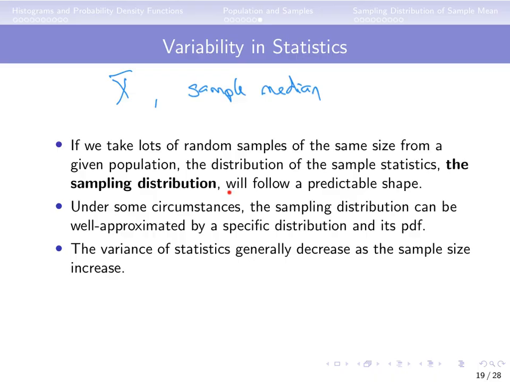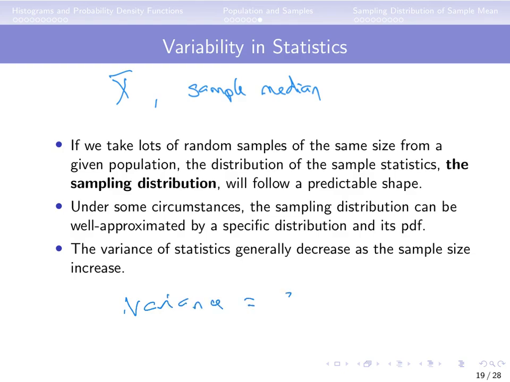The sampling distribution, under some circumstances, can follow a predictable shape or predictable distribution. So under some circumstances, the sampling distribution can be well approximated by a specific distribution and its PDF. So what this tells us is we don't have to do this exercise to keep getting all the random samples. We know from some statistical theory that these sampling distributions can be described by a specific distribution, and we can find probabilities very easily.